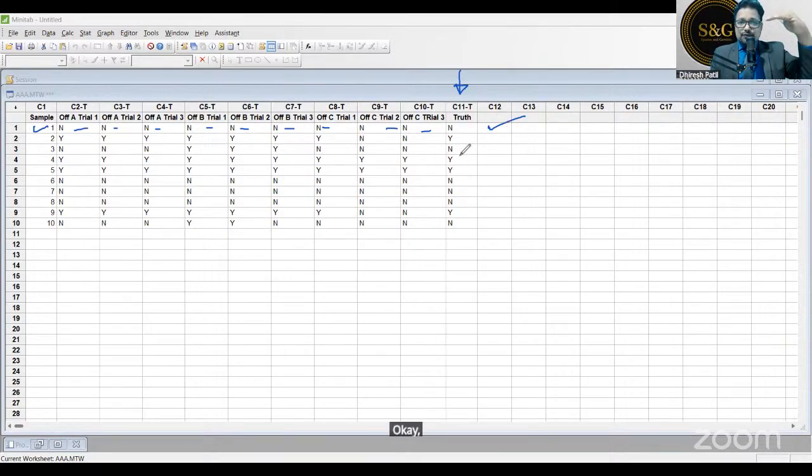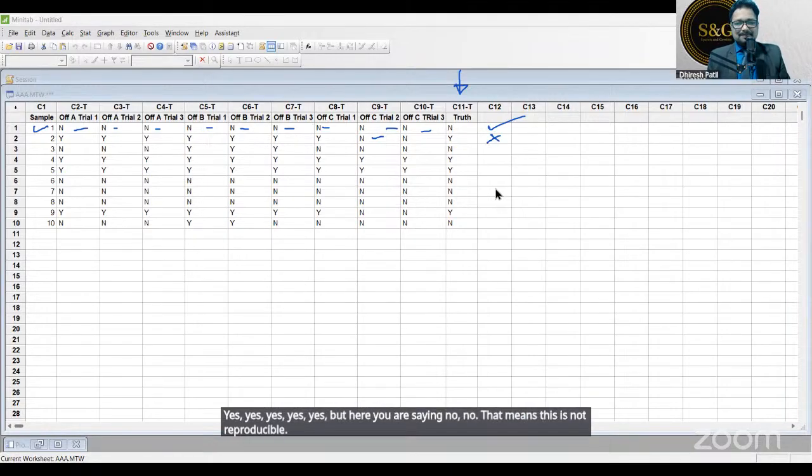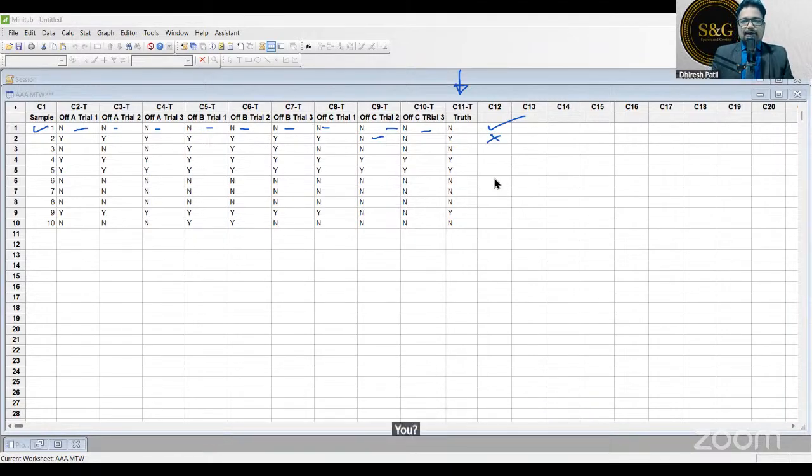Can you just find all for the rest of the 9, whether they are reproducible or not? For example, let's say the second one. Yes, yes, yes, yes, yes. But here you are saying no, no. That means this is not reproducible. Clear? Can you just give me the percentage of reproducibility here out of these 10? Observe closely.